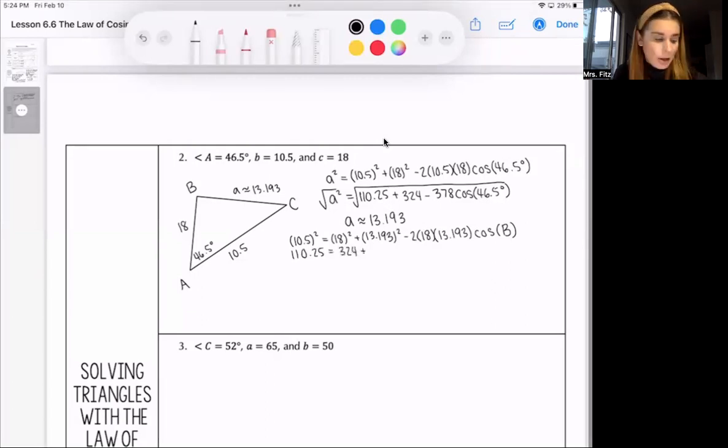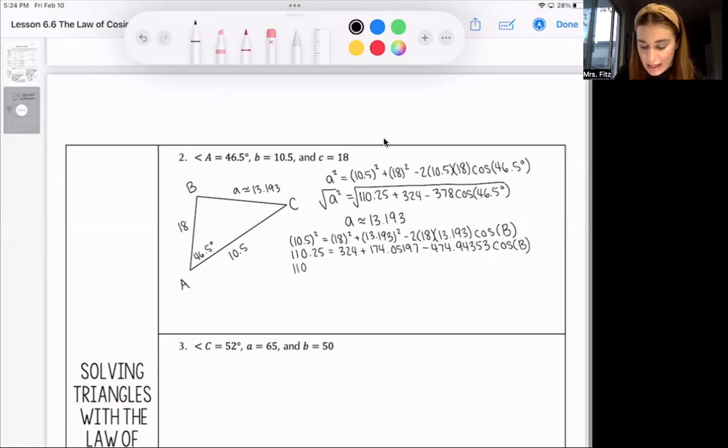plus 13.193 squared, which you'll use your calculator. It's 174.05197. I'm going to go a couple decimal places beyond the 3 decimal place accuracy, just to make sure that my answer is as accurate as it can be. Okay, so minus, we have 2 times 18 times 13.193, which is minus 474.94353 is what I'm going to use, times cosine of B.